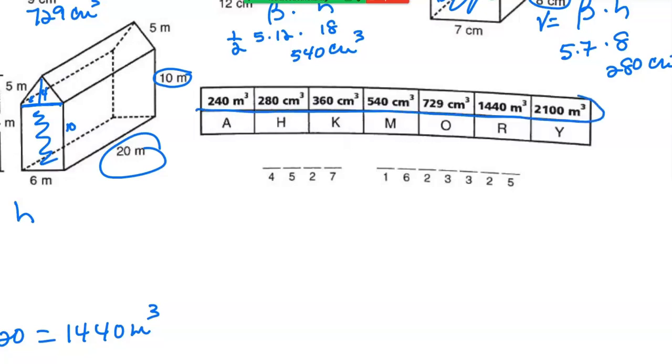So if you match up these values with the letters, here are your values that I just got. And I'm getting the word Omar. And then his last name is Kayam.